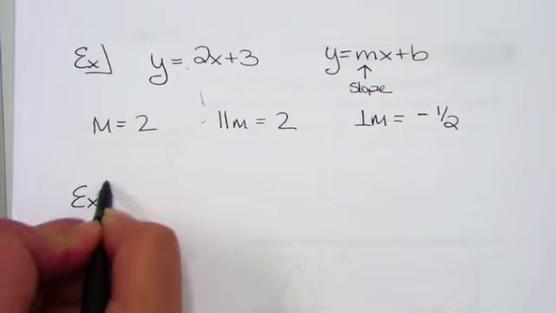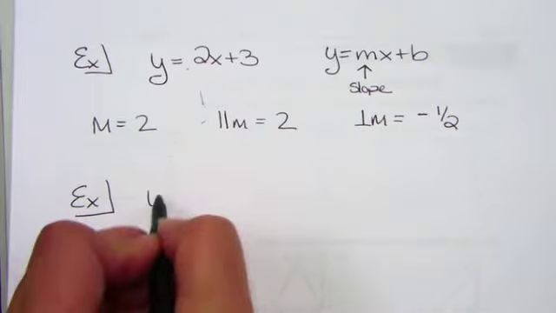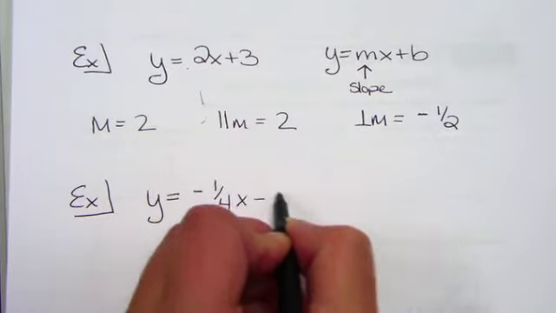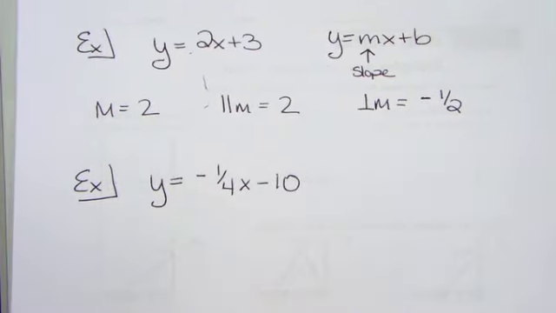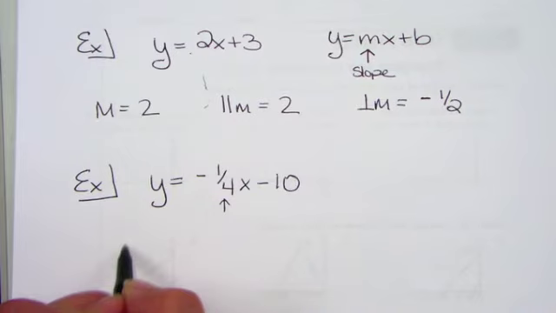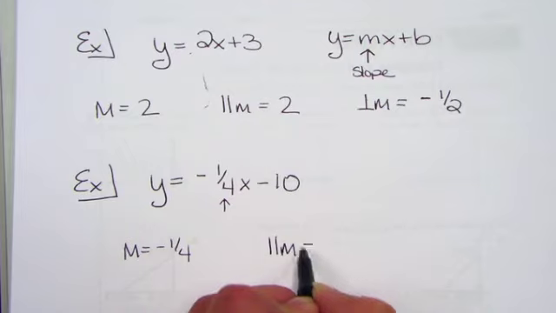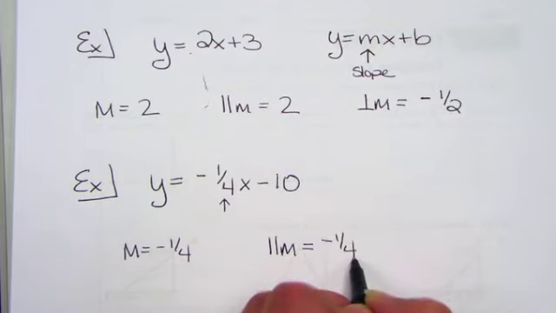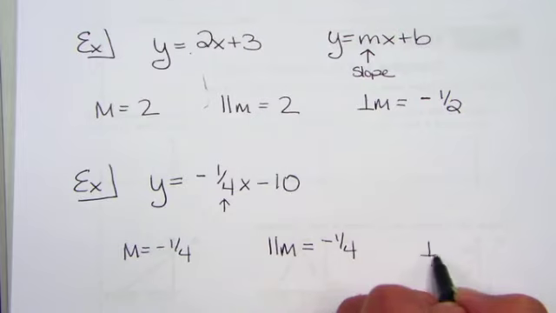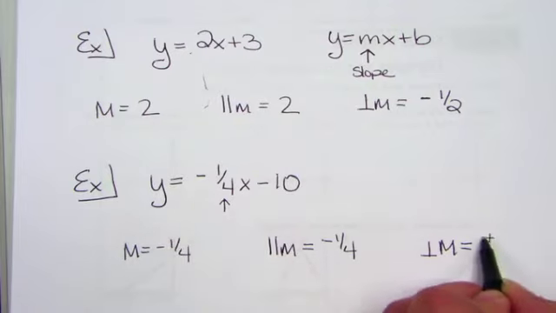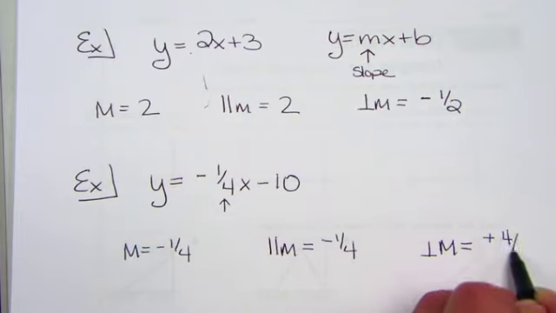One more example. Let's say I have the line y equals -1/4 x minus 10. In this line, I know that my slope is -1/4. If I wanted a line parallel to this, it would have the same slope, -1/4. If I wanted a line perpendicular to this, it would have a slope that is the opposite reciprocal. Opposite would make it positive, reciprocal would become 4/1, or just 4.